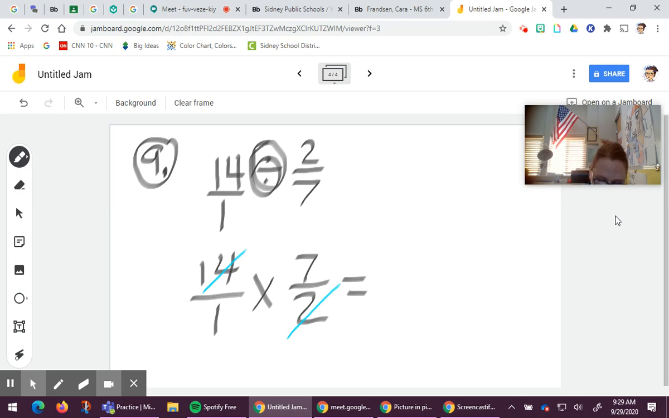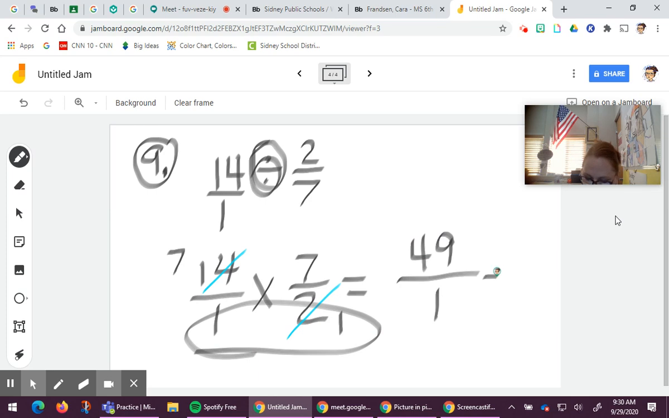So what do 14 and 2 have in common? They're both even, so they're both divisible by 2. 2 divided by 2 is 1, right? And 14 divided by 2 is 7. Okay. So now we have 1s on the bottom, which means we're going to end up with a whole number answer because there's nothing left on the bottom. And 49 is on the top. So really what that means is 49 divided by 1, which is 49. Our answer is 49 for that number 9 question.